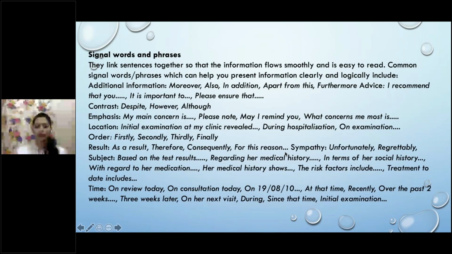There will be a lot of times where you have to point out the time of the investigation, or when it was carried out or done. So you can mention phrases like these: on a review today, or on consultation today, or at that time, recently, and over the past 2 weeks. Sometimes in the case notes there will be a case note at a particular date, and then another case note 2 weeks later. So instead of mentioning the date, you can say 2 weeks ago, this was the observation, and now it's this. Things like 3 weeks later, on her next visit, during, since that time, and initial examination.